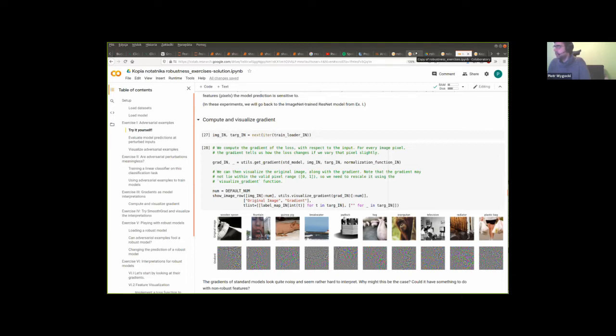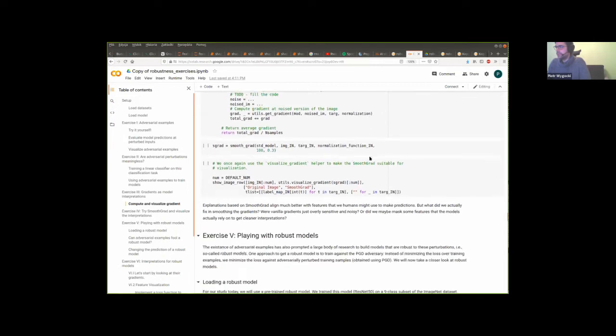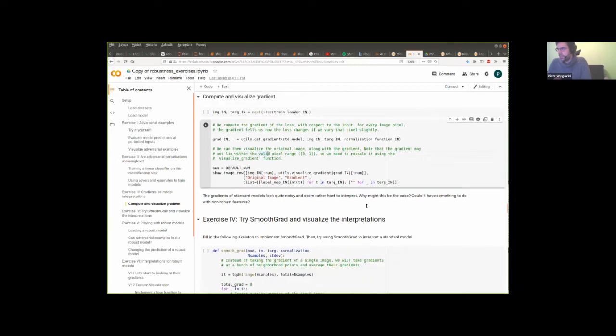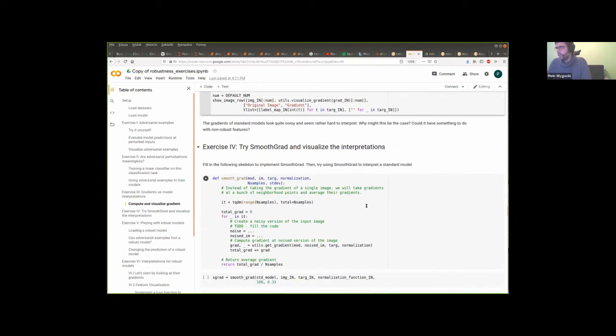So we'll try to do something maybe slightly smarter. What we'll do is compute some random noise, add it to our picture, and then compute gradients, and we'll do it many times. In the end we'll compute the average of all of these gradients and print that, and maybe it will give us a slightly better explanation.